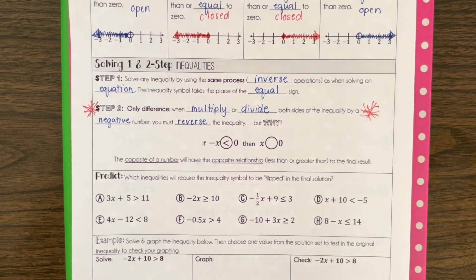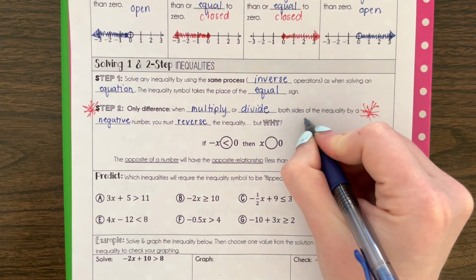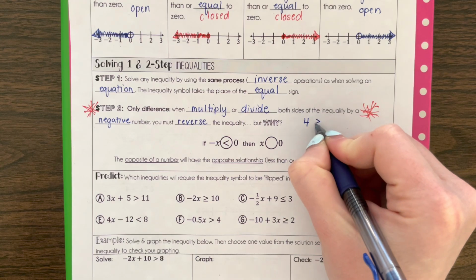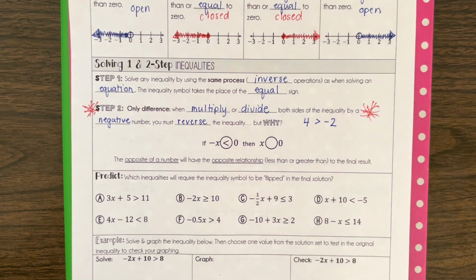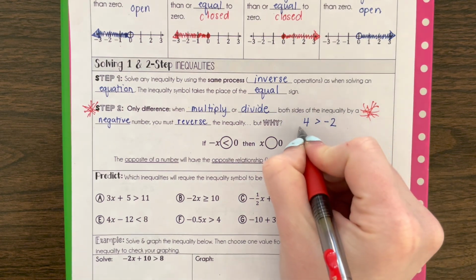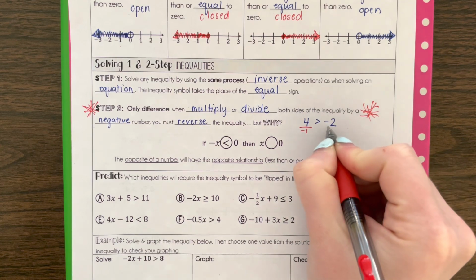So let's just think about the example. Do you agree that 4 is greater than -2? All right, 4 is to the right on the number line, so it is bigger, so 4 is greater than -2. Well, remember when we solve equations, whatever we do to one side, we always do to the other side of the equation. Same rules apply for the inequality. So let's just say that I divide both sides by -1.